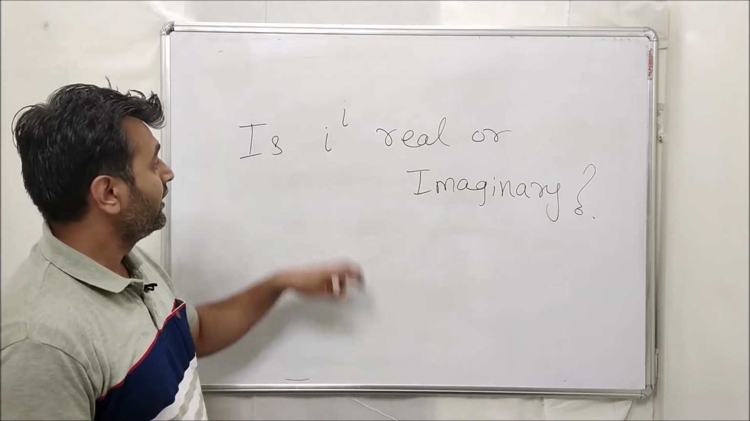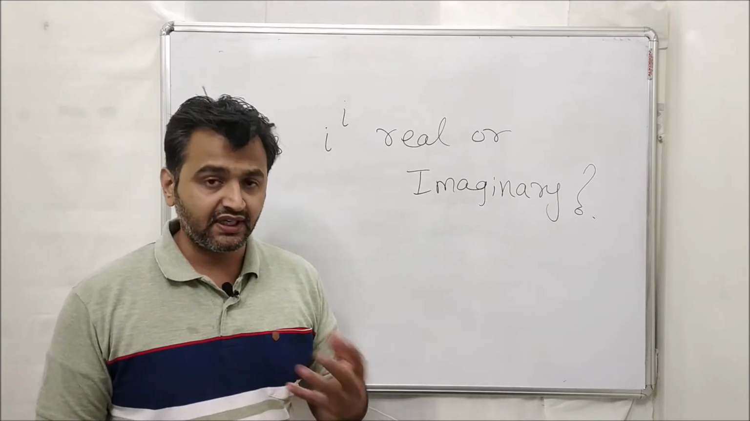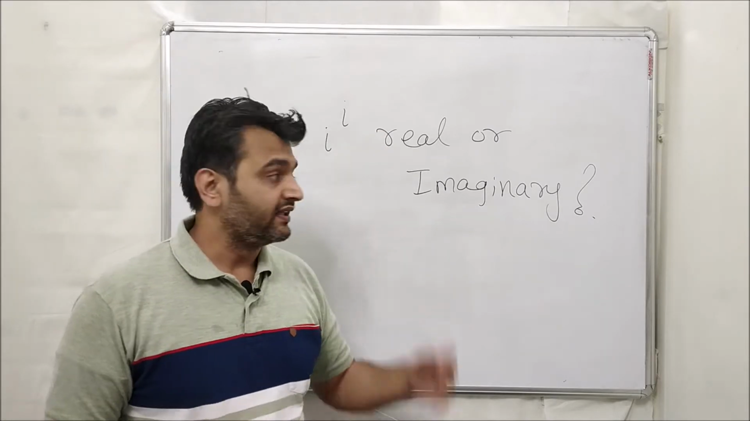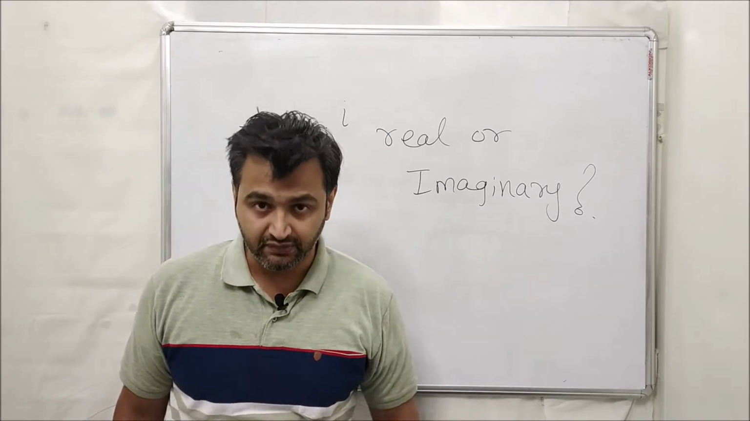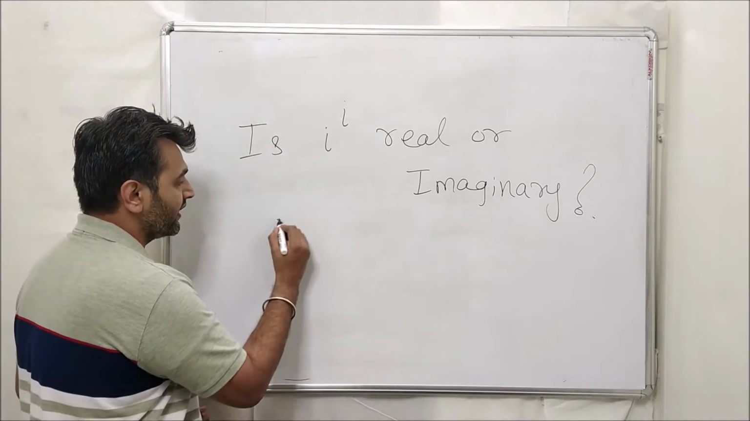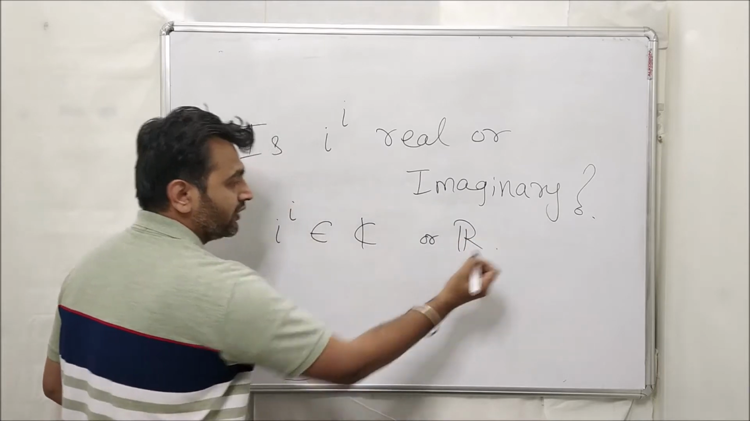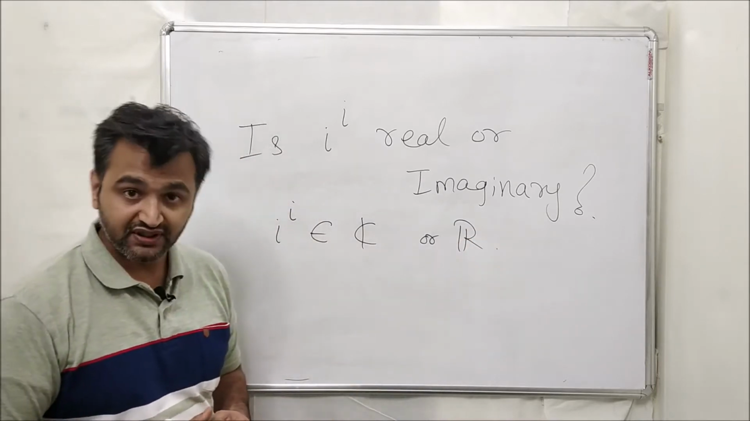So what is the question? If i is my complex number, iota, the square root of -1, and I take the power of itself, then is this a real or an imaginary number? That means, does i raised to i belong to the complex numbers or to the real numbers? That's my question.